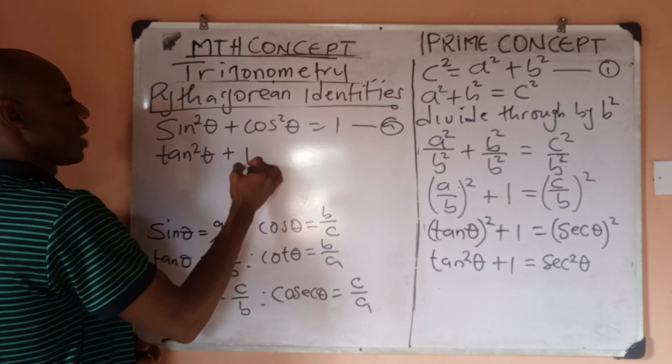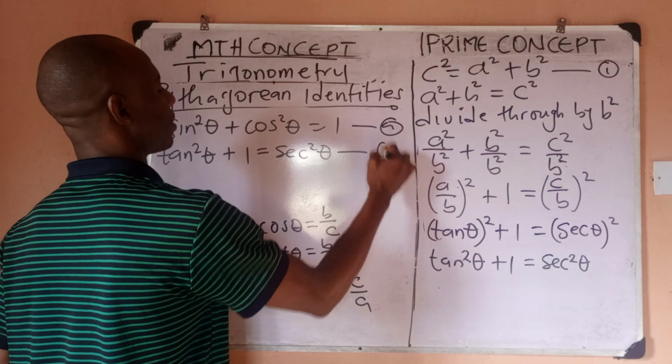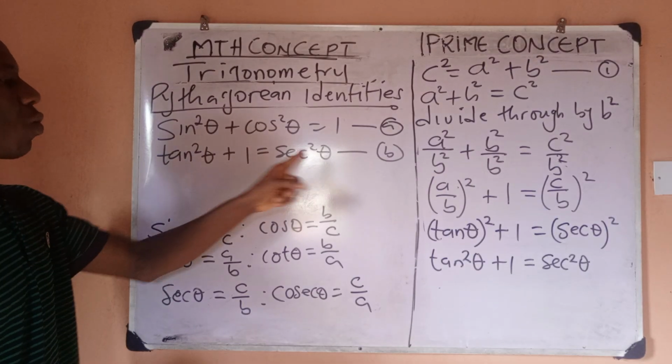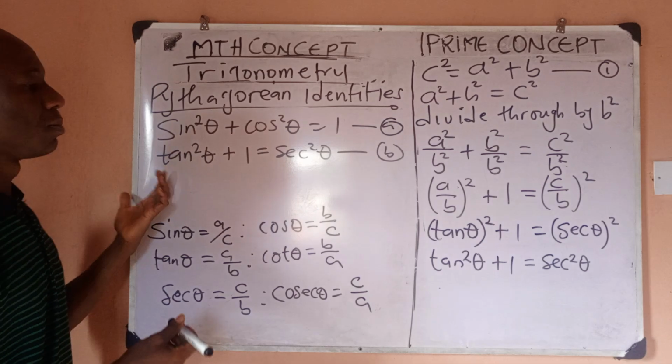tan²θ plus 1 equals what? sec²θ. So this is equation B. Of course, I may decide to still rewrite it so that I can push 1 to this side, which is still okay. But then this is the best way it should be.